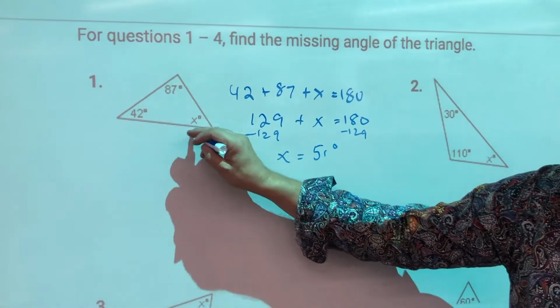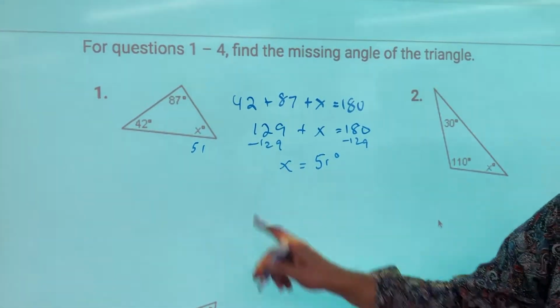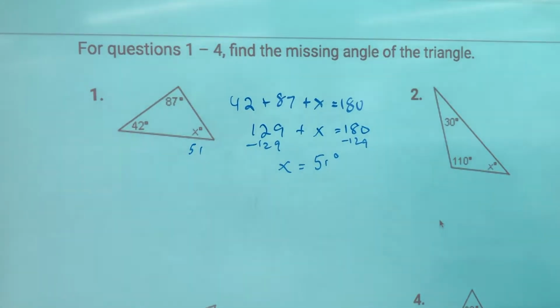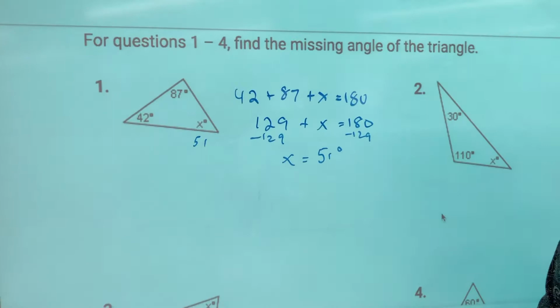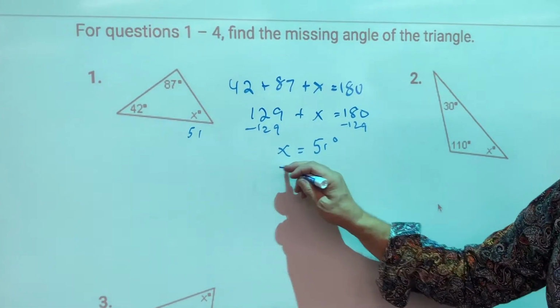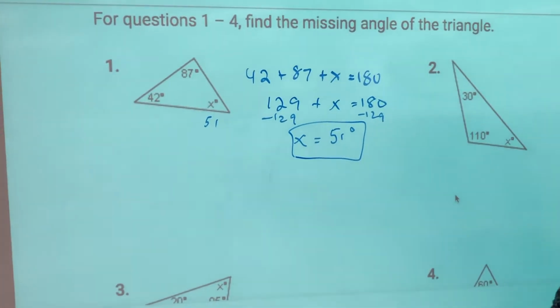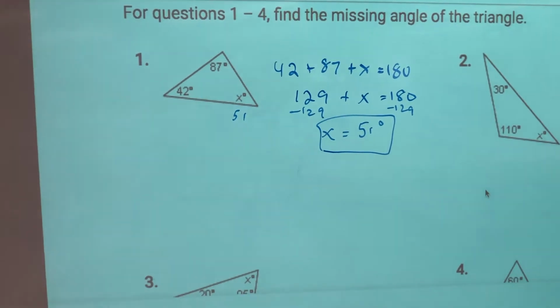We go back and check it. Is 51 making sense? If we add 51 and 42, we get 93. Add the 87, and we get 180. We indeed do. Don't forget to make your check and box your answers. I think any of these problems we do are going to be like that.